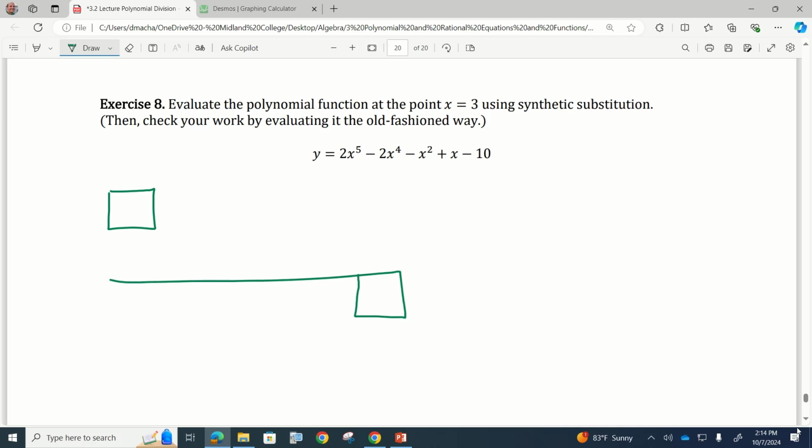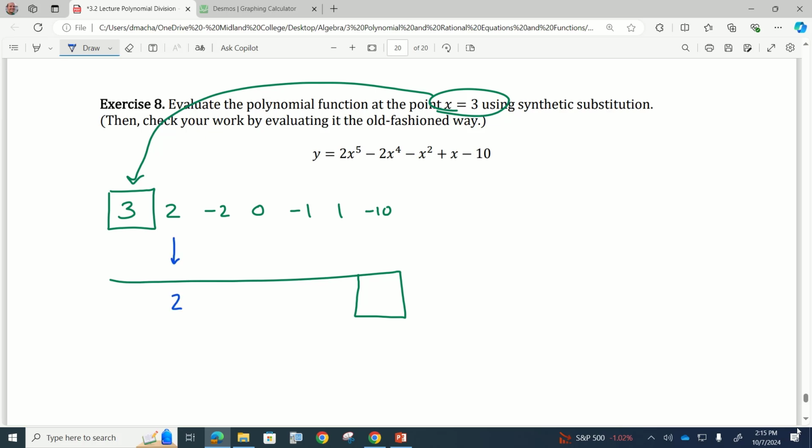I'm going to do synthetic substitution. I want to evaluate this polynomial at the point x equals 3. So I put a 3 in the little box. Across the top, I'm going to write 2, -2, 0, -1, 1, and -10. And this is how we solve. You bring down the 2. 2 times 3 is 6. 6 plus -2 is 4. 4 times 3 is 12. Plus 0 is 12. 12 times 3 is 36. 36 minus 1 is 35.